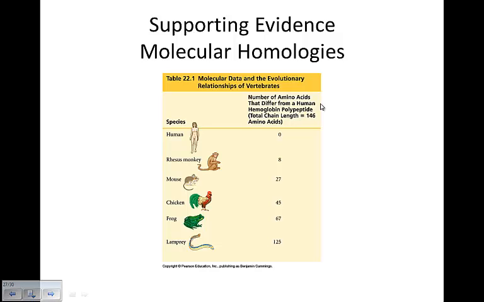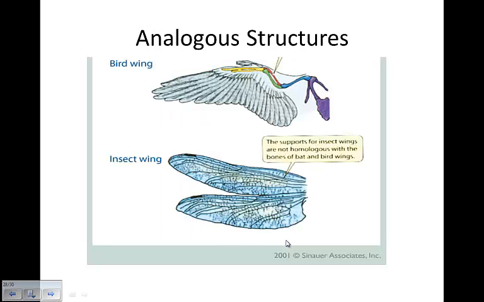And then another supporting evidence is these molecular homologies. So we look at these amino acids, the number of amino acids, and the difference here. So we're looking at, what is the connection here with the similarities between all of these different organisms. And we look at the number of amino acids that differ from a human hemoglobin polypeptide. So obviously here's human, but then we look at the different organisms and how much they differ from the human.